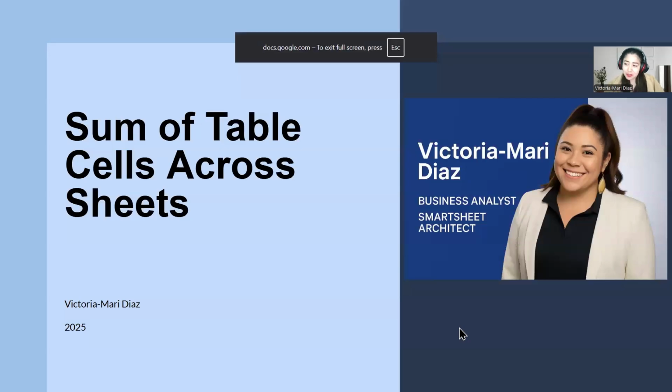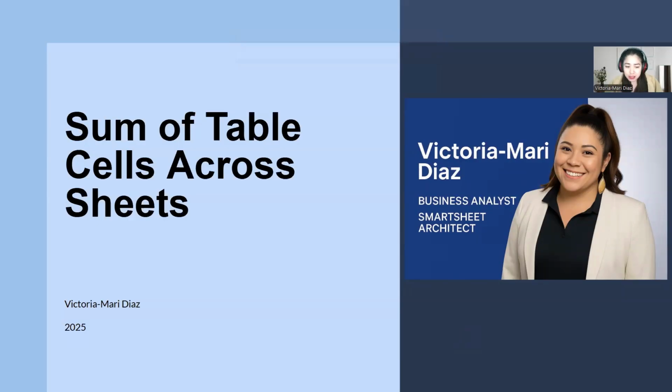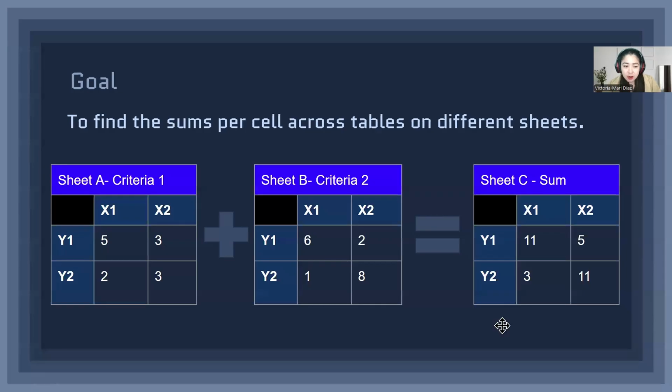Hello, the purpose of this video is to take a look at a workaround that I decided to use to sum up two tables' worth of cells across different sheets within Smartsheet. Let me clarify a little bit more of what I mean by this. What I want to do is take sheet A and sheet B to sum up to sheet C.